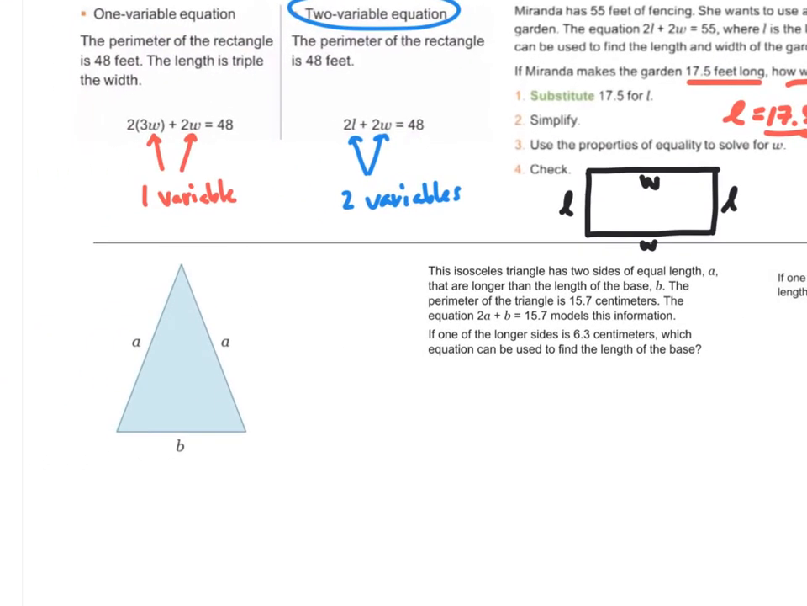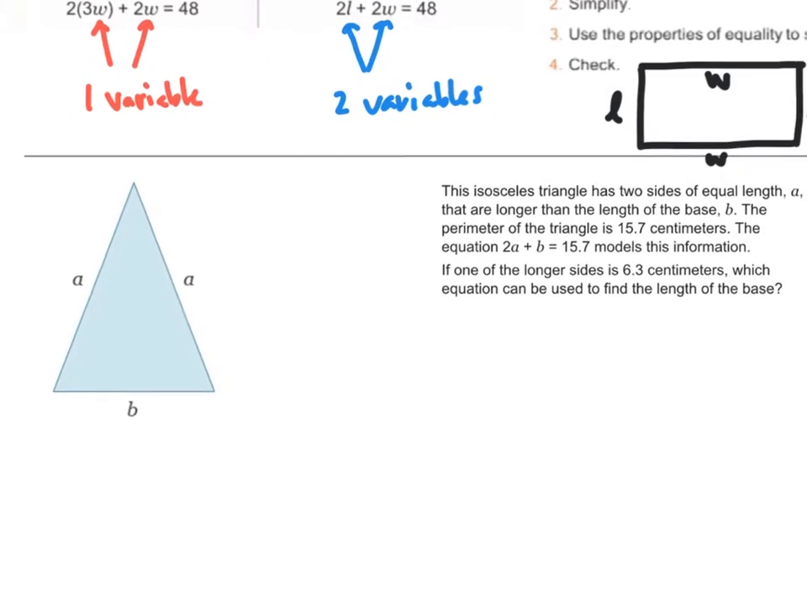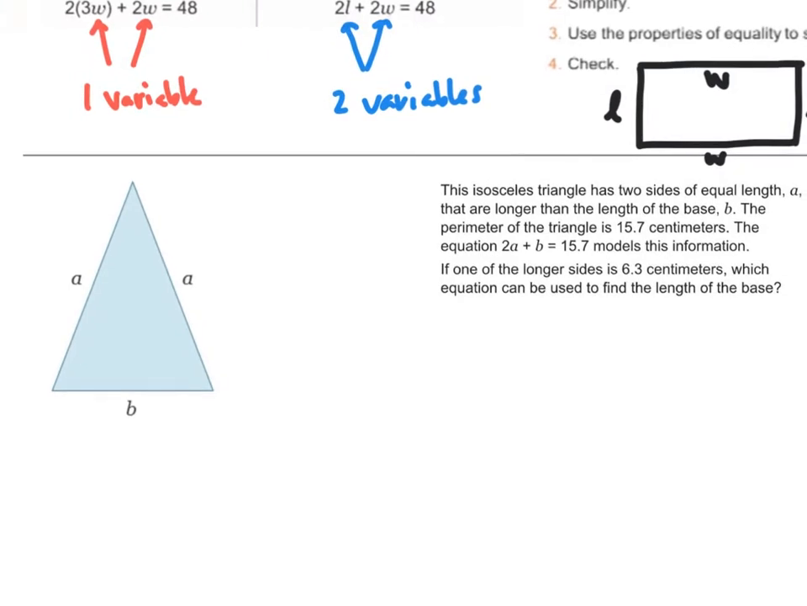All right, the next one says this is an isosceles triangle. This isosceles triangle has two sides of equal length A. So you have this length of A and this length of A that are longer than the length of the base B. So A and A are longer than the length of base B. It says the perimeter of the triangle is 15.7 centimeters. The equation 2A plus 2B is equal to 15.7 models this information.